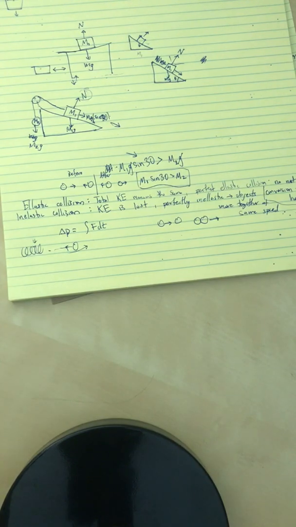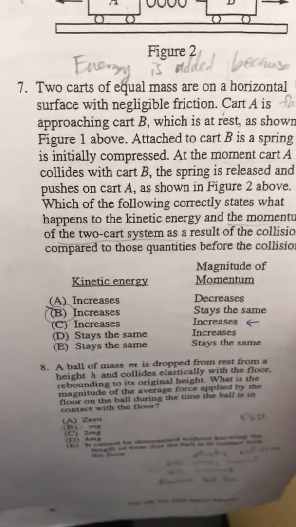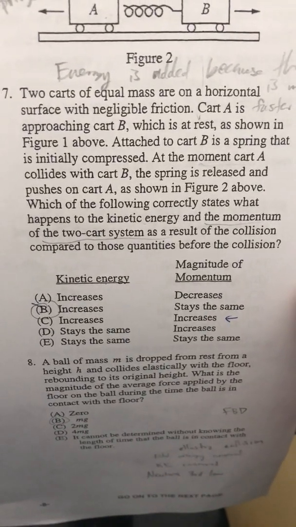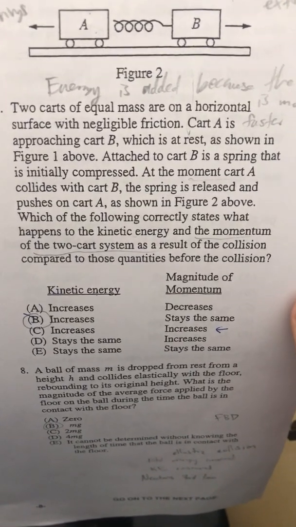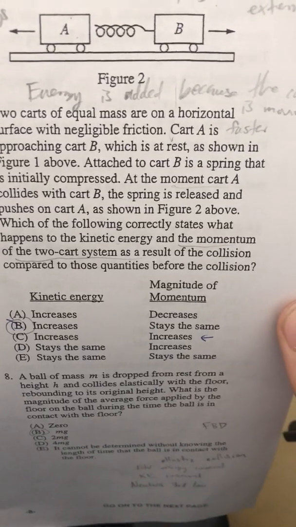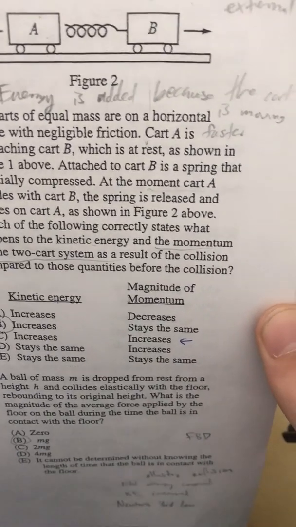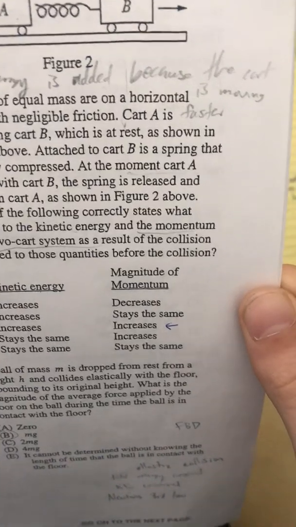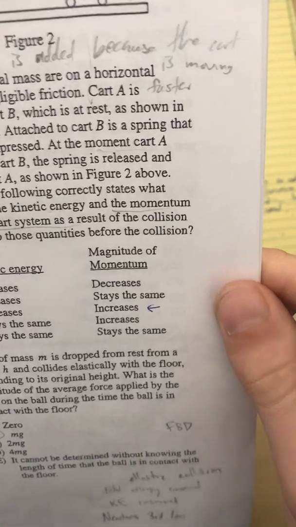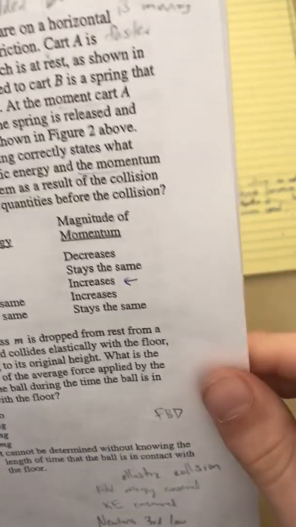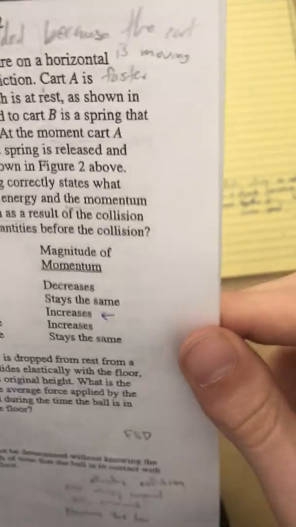So now we're going to move to the example. It's example problem 7. Here, I'll read it. Two carts of equal masses are on a horizontal surface with negligible friction. Cart A is approaching cart B, which is at rest. As shown in figure 1 above, attached to cart B is a spring that is initially compressed at the moment cart A collides with cart B. The spring is released and pushes cart A, as shown in figure 2 above. Which of the following correctly states what happens to the kinetic energy and the momentum of the two-cart system as a result of the collision compared to those quantities before the collision?